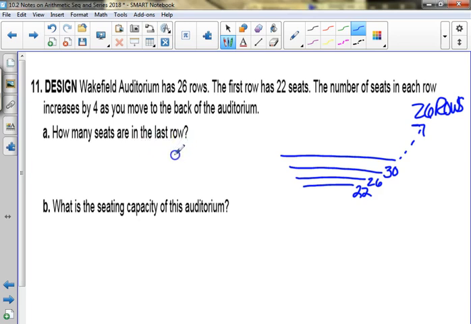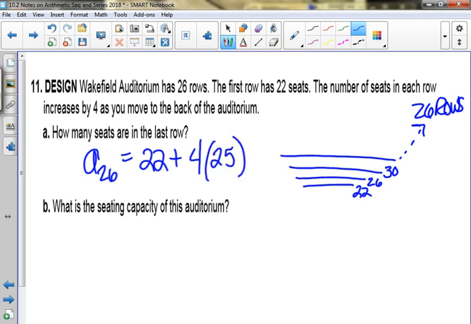Okay. How do we find the last row? Okay. What's the first row? How much are they going up by? And how many times did it go up? 25 times, right? 122, is that right? In the last row, there's 122 seats. Well, I hope there's some aisles in there, because if you have to crawl over 122 people, that'd be a problem.